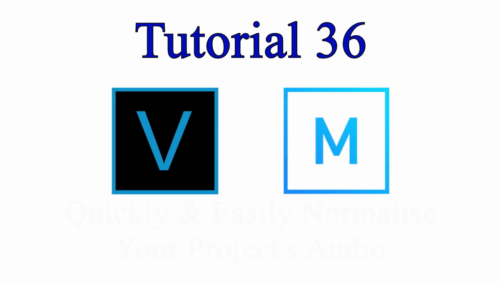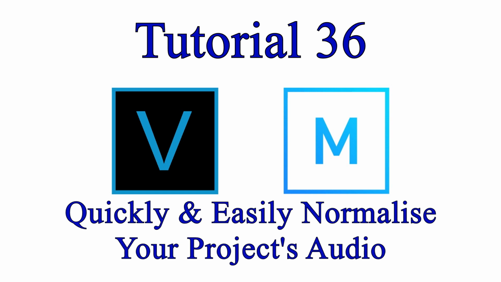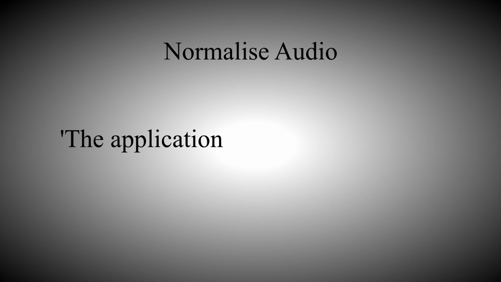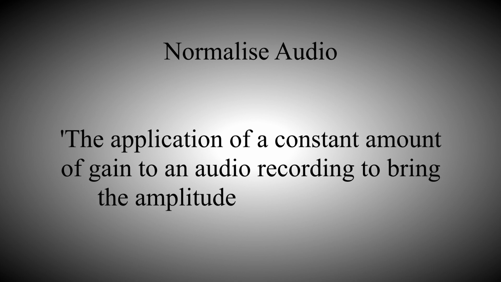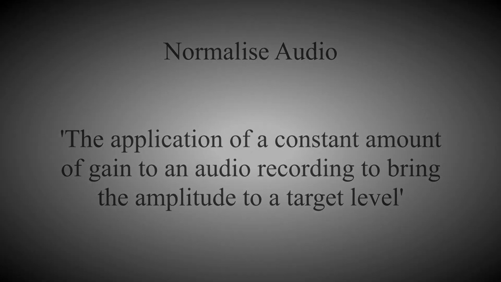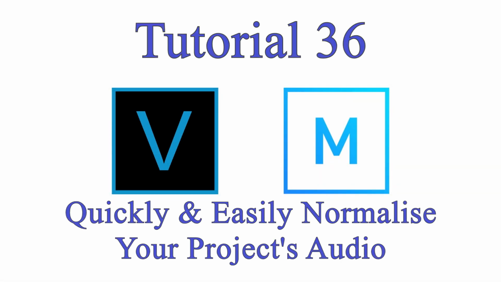In this video, I'll show you how to quickly and easily normalise your project's audio events. If you're not familiar with the term normalise, Wikipedia describes it as the application of a constant amount of gain to an audio recording to bring the amplitude to a target level. Vegas Pro and Movie Studio Platinum provide a means of normalising your audio with an option on an audio event context menu. However, by default, this normalises your audio to a peak of about 0 decibels. This value is the maximum gain allowable without clipping the audio.